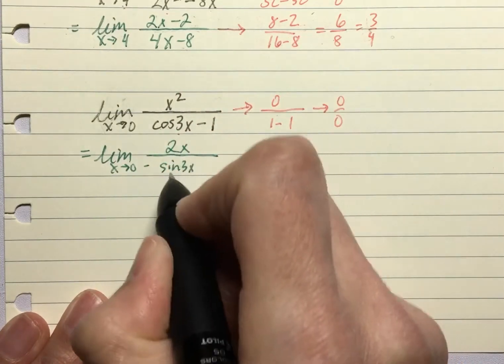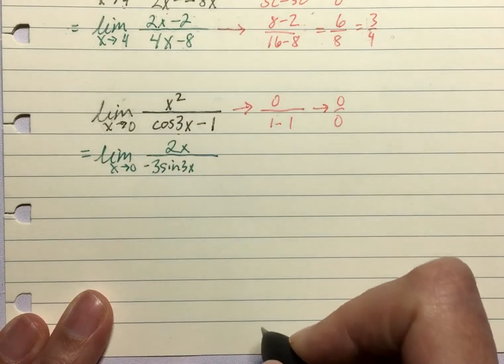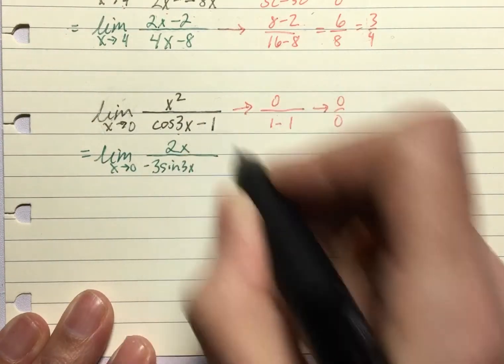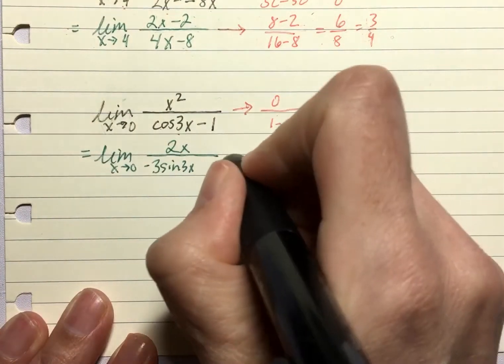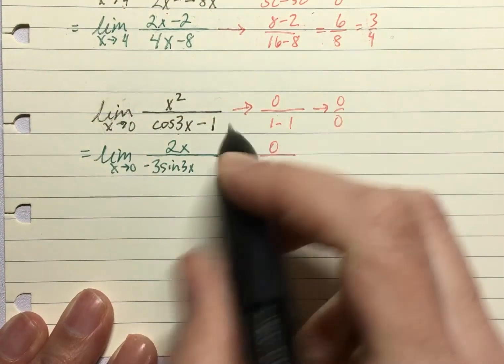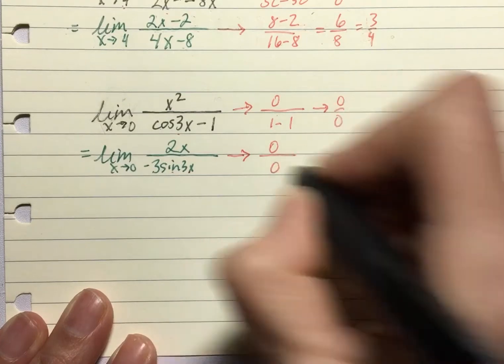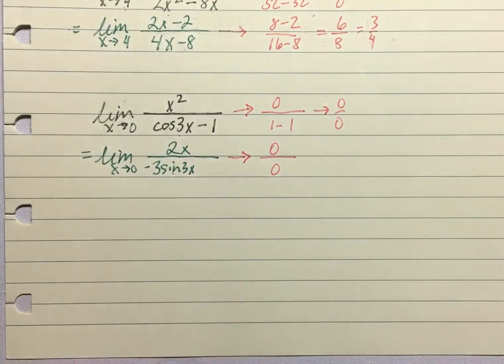And then the derivative of the inside is a 3, so negative 3 sine 3x. And then minus the derivative of 1 is 0. And then we can plug 0 in, and in the numerator I get 0. And remember that sine of 0 is 0. Oh, well, shoot. So we go again.